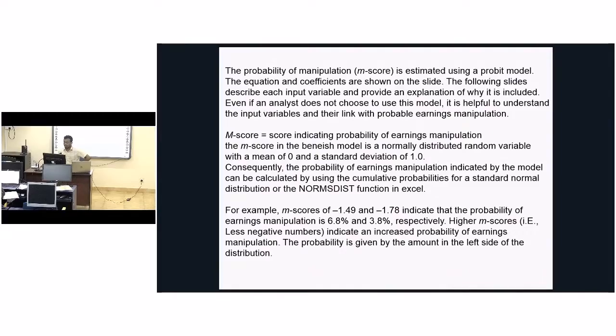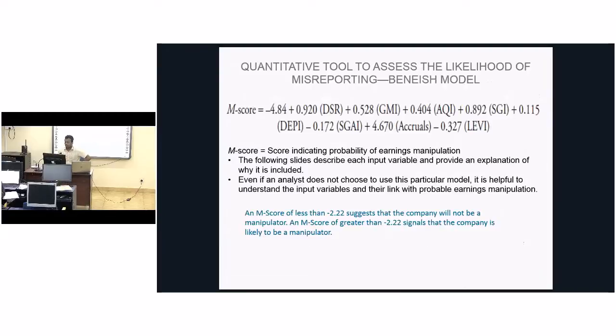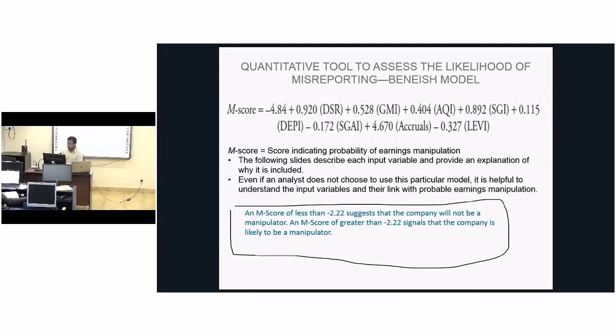Look here. An M-score of less than 2.22 suggests that the company will not be a manipulator. With that, you can decide whether they have manipulated figures. If the M-score is greater than 2.22, it signals that the company is likely to be a manipulator.